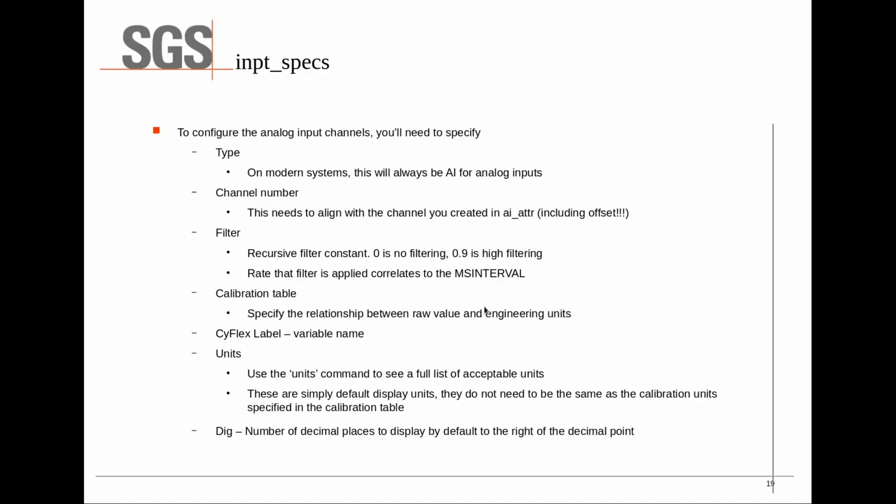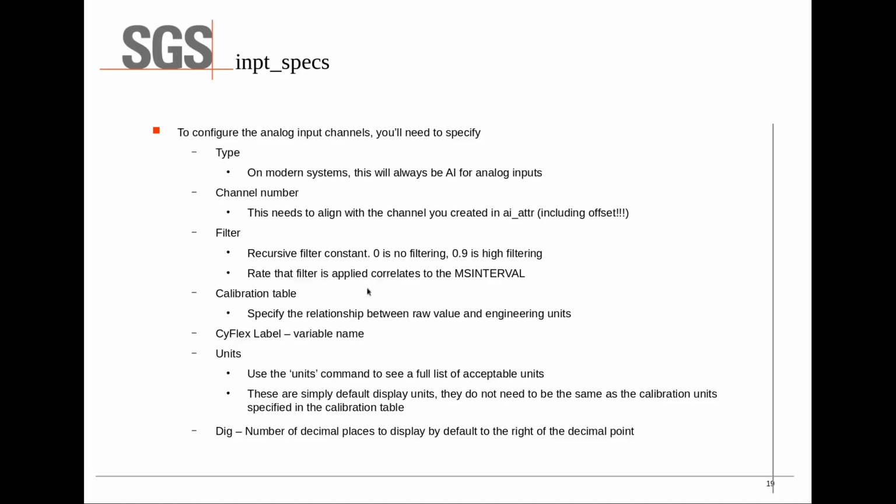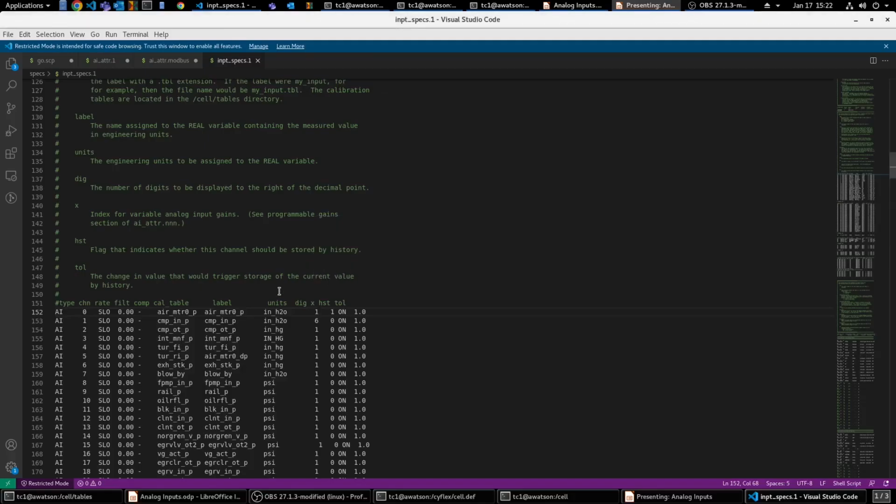And so you'll probably notice there's more columns in here than we talk about in this PowerPoint. Some of these are legacy, or they're maybe not worth talking about because you're always going to do the same thing. So rate's always going to be slow. On older systems, you could specify the rate per channel. On newer systems, you don't. You always put slow. Compensation, this doesn't do anything anymore.